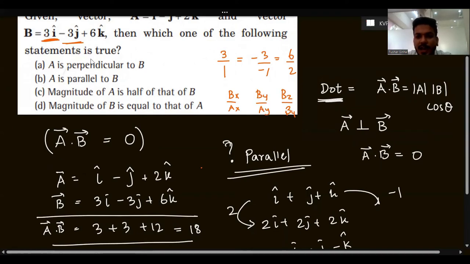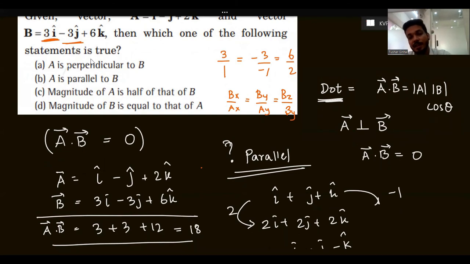If all of these ratios are equal, then the lines will be parallel. If the ratios are negative, that means they are anti-parallel. They are parallel, but in the opposite direction. So here option B is correct.